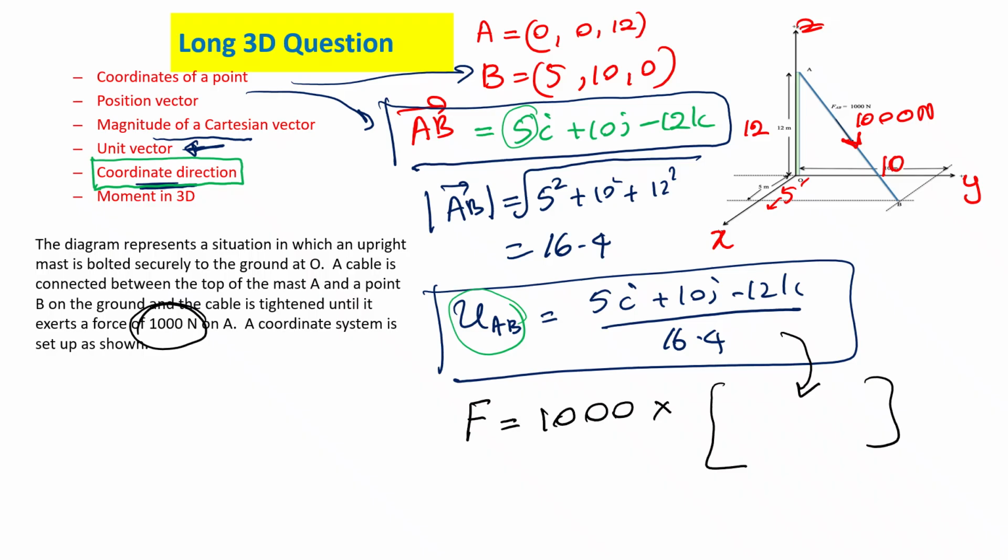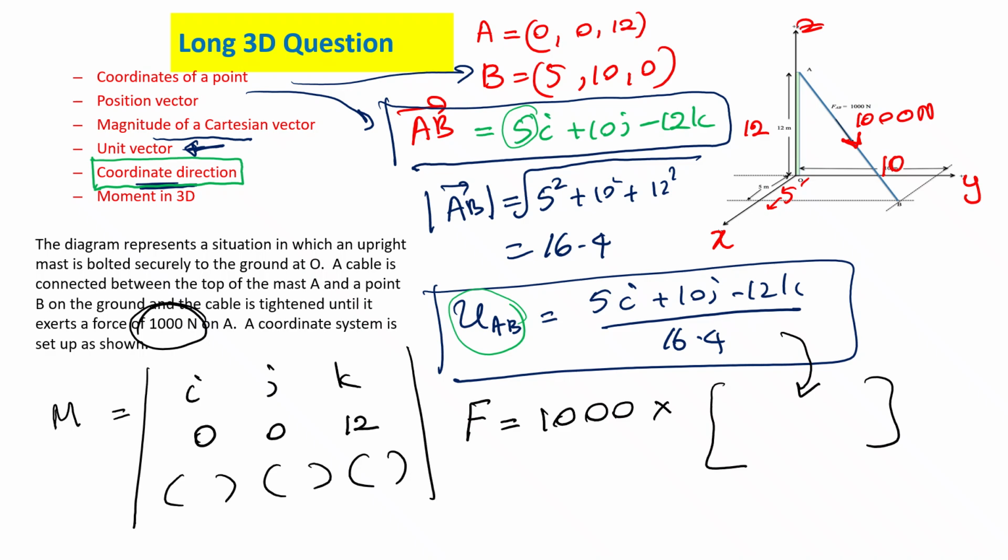Okay, I'm not going to write it, so you know how to do that. How do you find the M? M will be the determinant with i, j, k. You can use A, it's easy, 0, 0, 12. Am I right? And this one, whatever you get. You expand the determinant and you find the moment. Moment again is a Cartesian vector with i, j, k. You need to remember when you are expanding: plus, minus, plus.